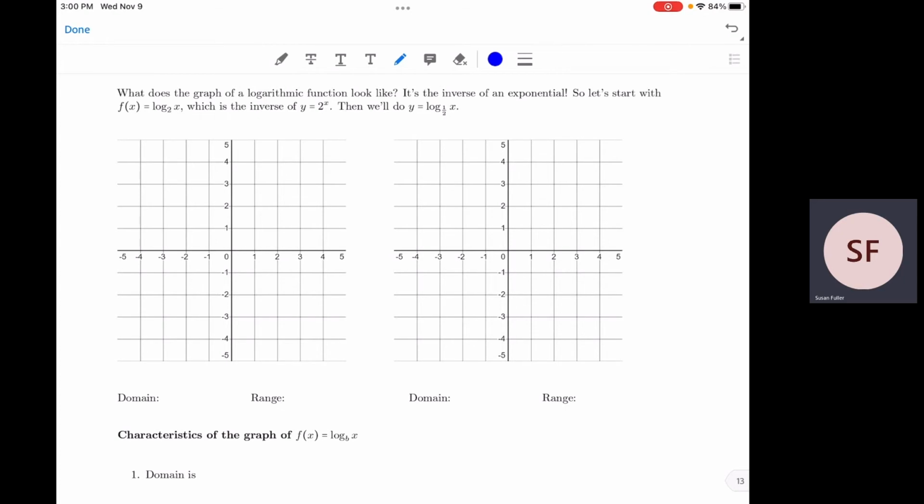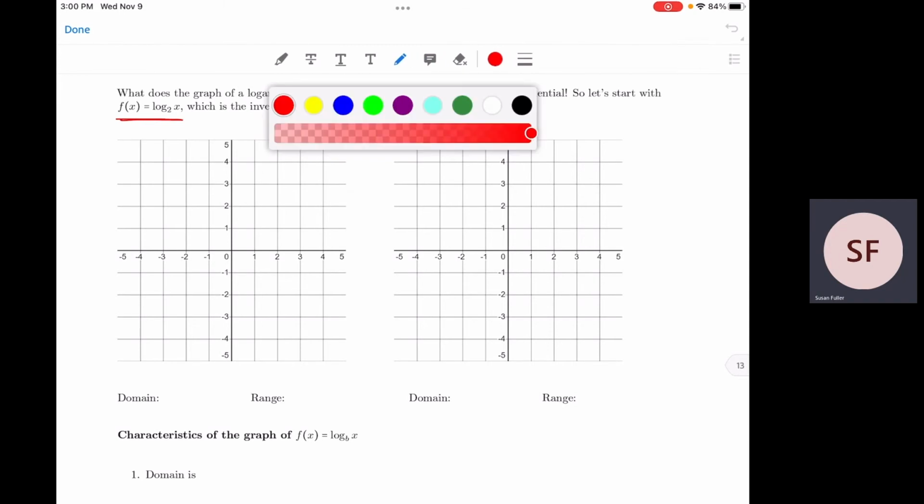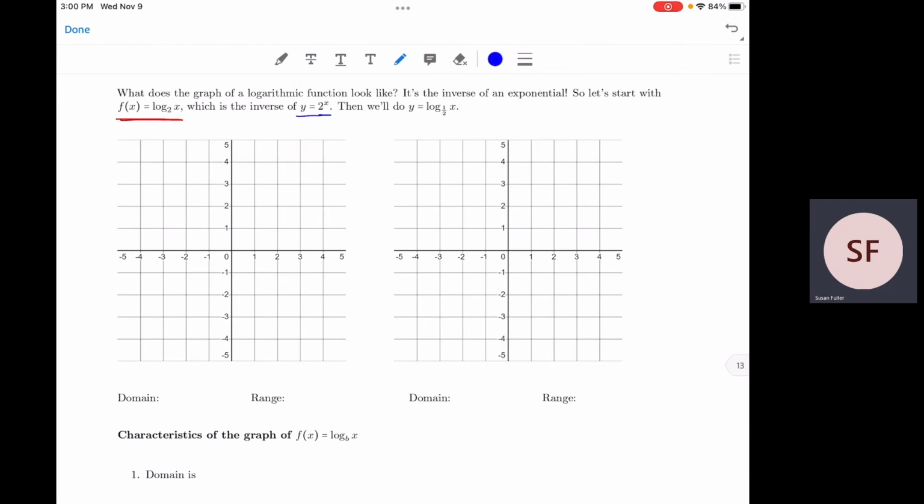Well, it's the inverse of an exponential function. So we're going to start with its inverse function, which is an exponential. Our goal is going to be to graph log base 2 of x. But in order to do that, we're first going to start by graphing its inverse, which is y equals 2 to the x. We've seen this one before. We can pick a couple of points.